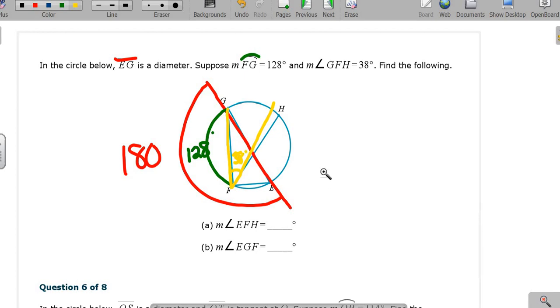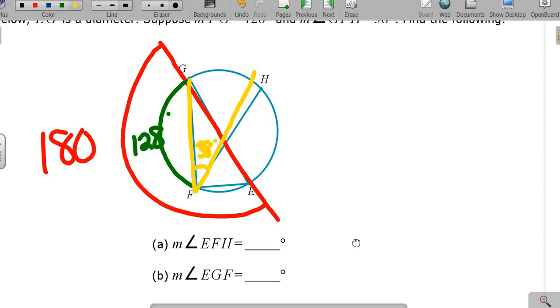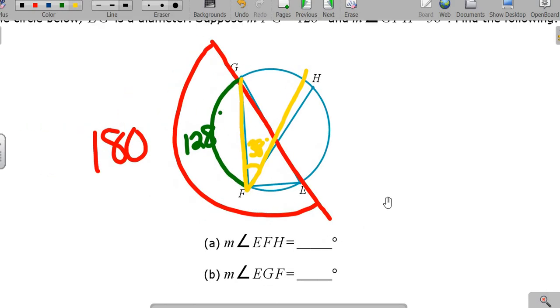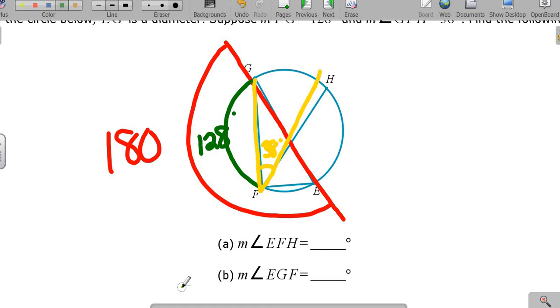Now, once again, it tells you to find certain things. I recommend do not focus only on those things. Instead, focus strictly on the diagram and ask yourself what's super easy to find. So right here, if this is 128 and the whole thing's 180, if this is 128, we could easily find F to E. Do we need it? Don't know, but find everything possible. It's going to be 52.